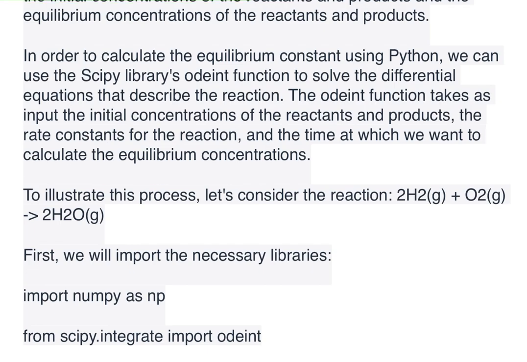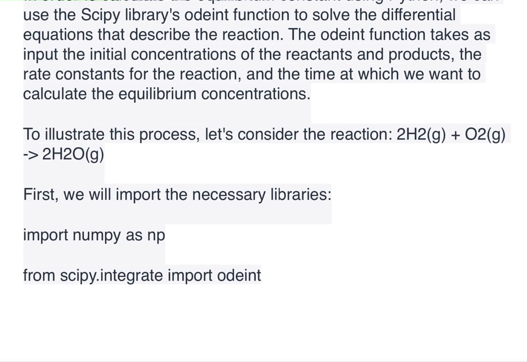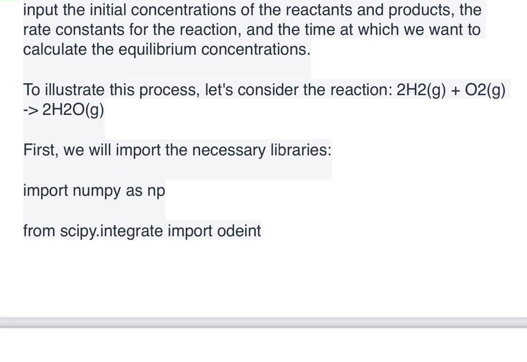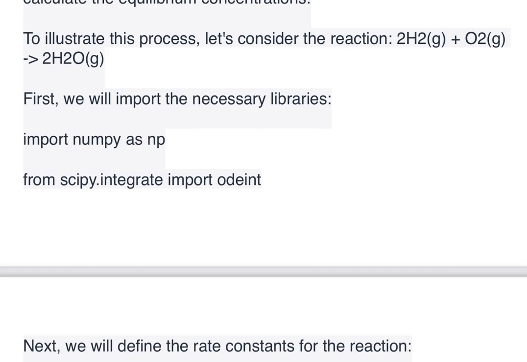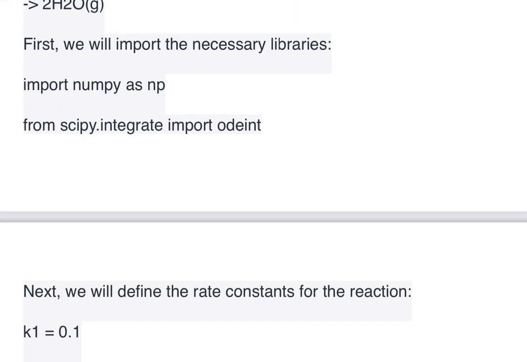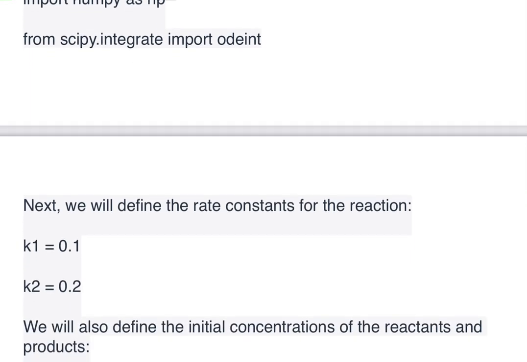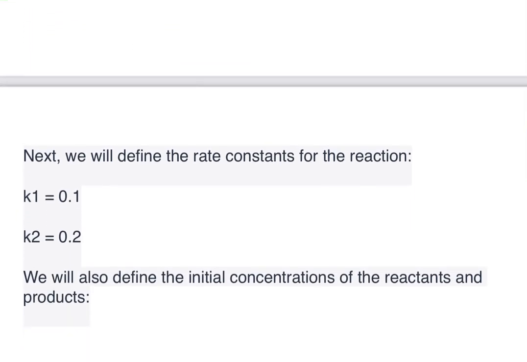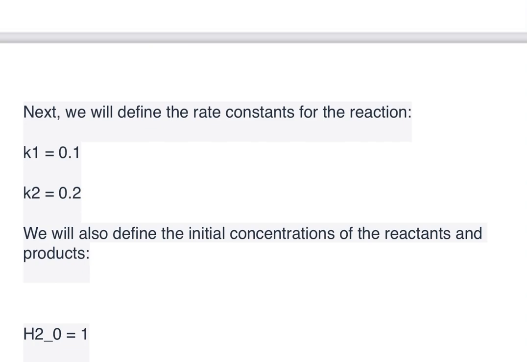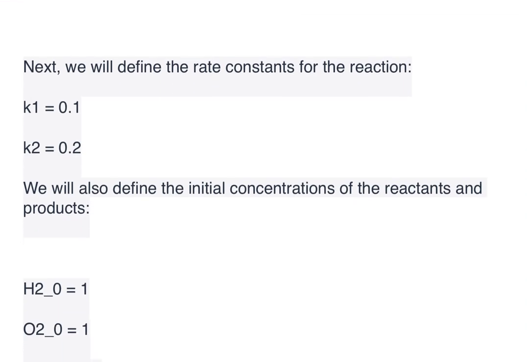To illustrate this process, let's consider the reaction 2H2(g) + O2(g) → 2H2O(g). First, we will import the necessary libraries. Import numpy as np, from scipy.integrate import the solver function. Next, we will define the rate constants for the reaction. k1 equals 0.1, k2 equals 0.2.